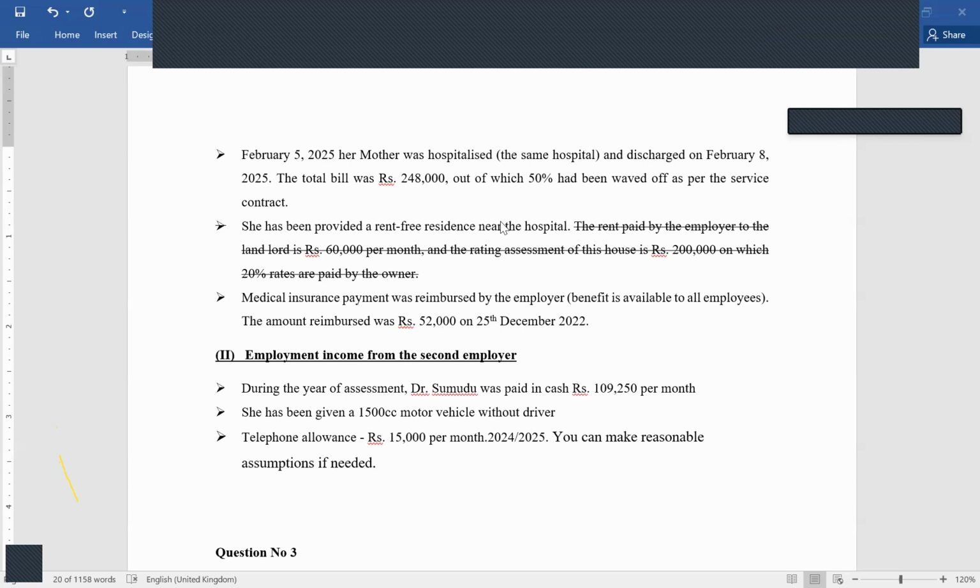Then we have to go to the basic salary. What is the basic salary? Basic salary multiplied by 12.5%. Then we have to consider the value. What is the amount?